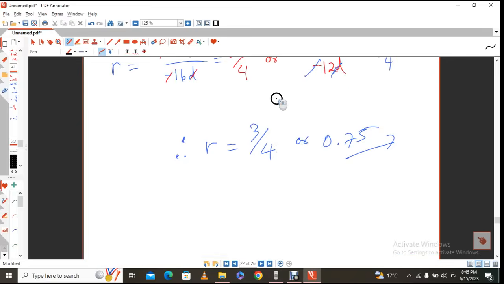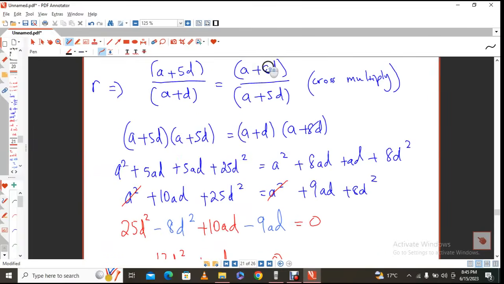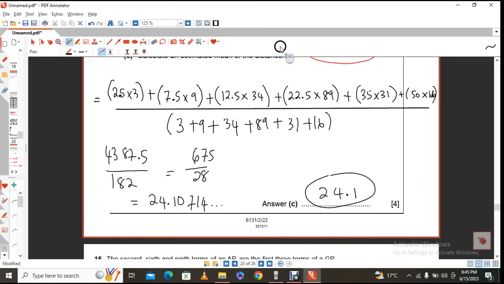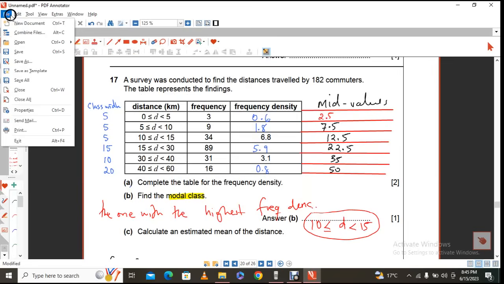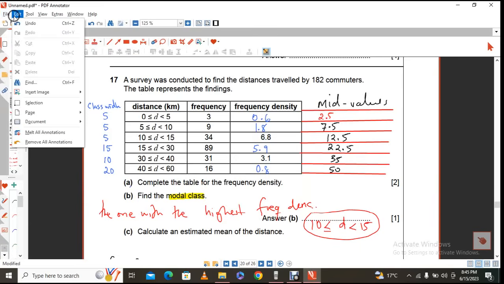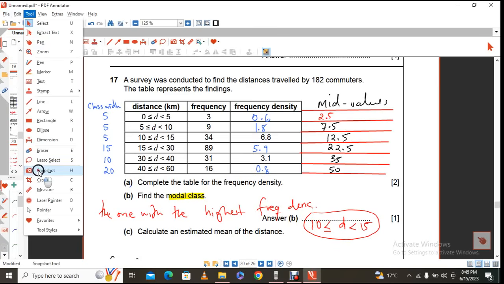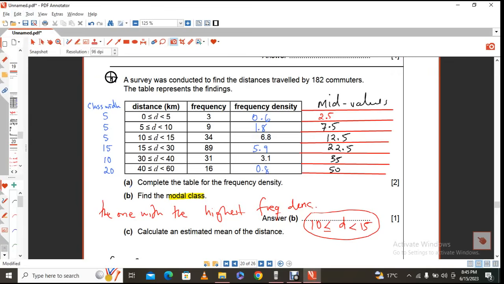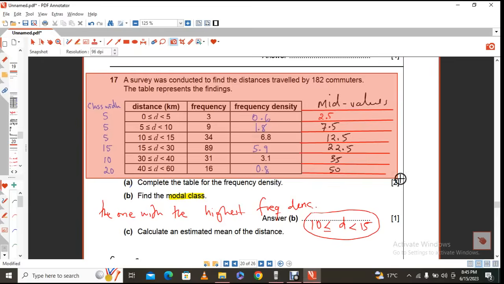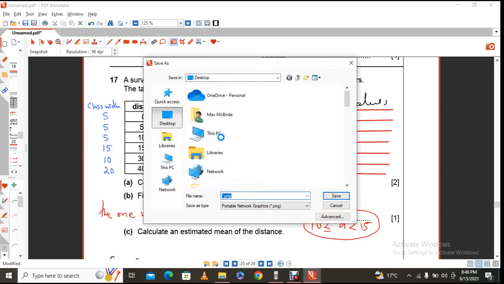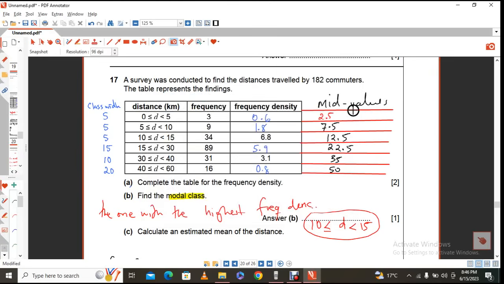I'll try to go grab that table, so bear with me while I do that, because of space. Let me bring in our tools again, and I'm going to take a snapshot of this table. Save as image, we'll call it histo, and I'll save it on the desktop.